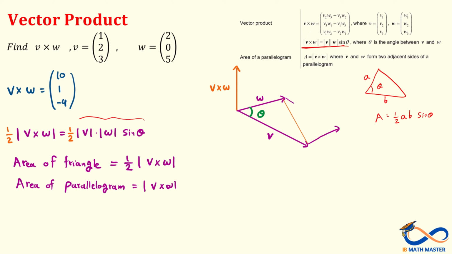See it here now. If we multiply the triangle by 2, we will have two identical triangles. Here we have w and here we have v. So it will be a parallelogram. So this is the area of parallelogram.